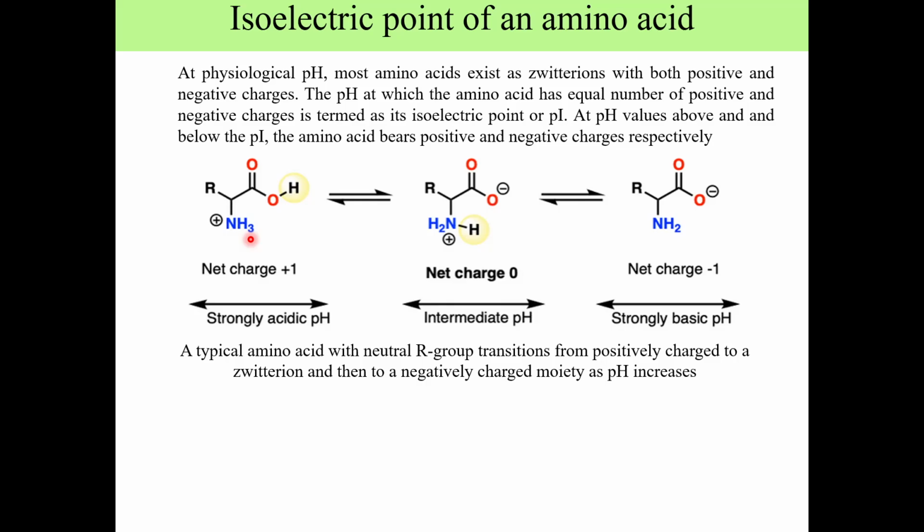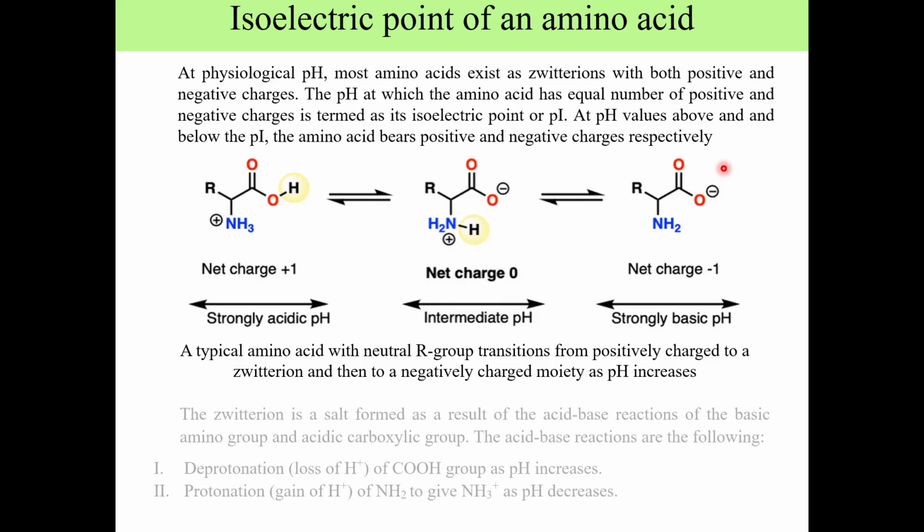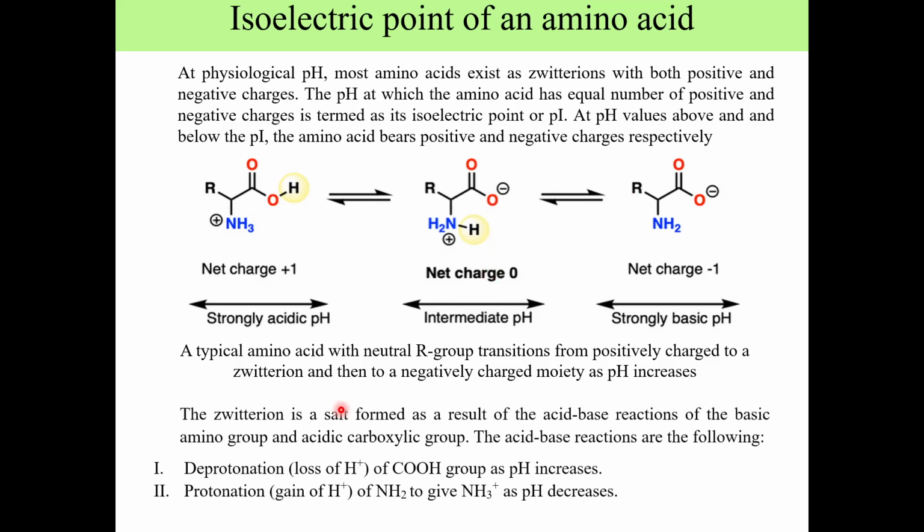Then as you move to physiological pH, what happens? The pKa of this particular acidic group is reached, and it gives out this proton and becomes a negatively charged carboxylate group, and the net charge becomes 0. Finally, as we increase the pH, there is further deprotonation and the NH3 group loses its H plus ion, and we get a negative charge only.